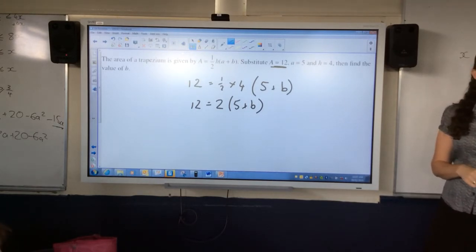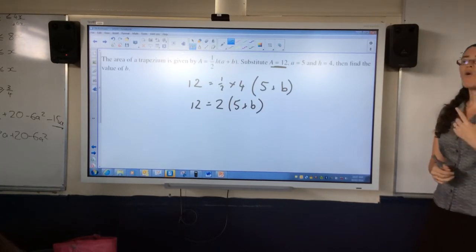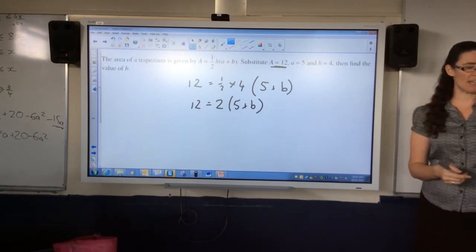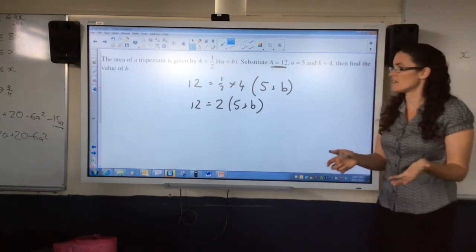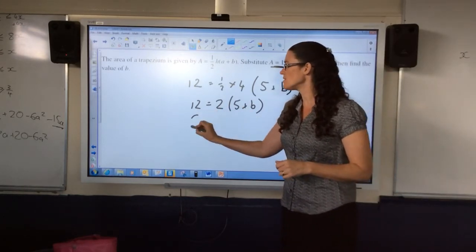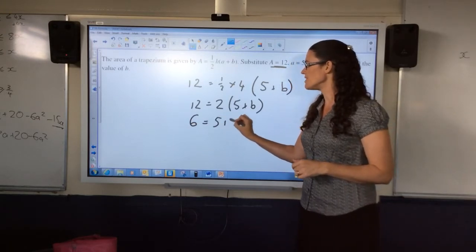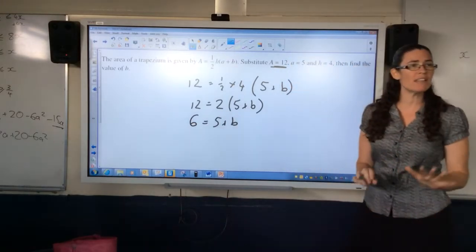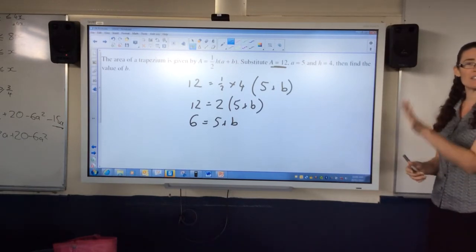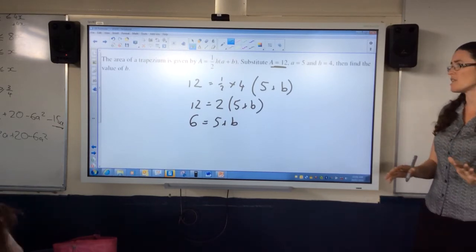I have 2 choices here. Either I expand my brackets, or I divide by 2 and then I don't have to expand the brackets. So let's get rid of the 2 instead. So if I divided both sides by 2, I get a 6 over here. And I've just got a 5 plus b. Is everyone happy with that? Instead of expanding the brackets, I divided by 2. If you expand the brackets and go down that path, you will get the same answer. So don't stress if you chose that way.